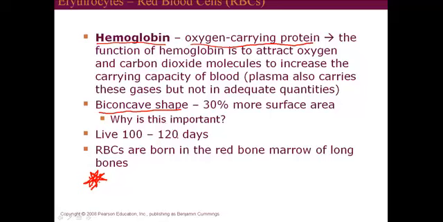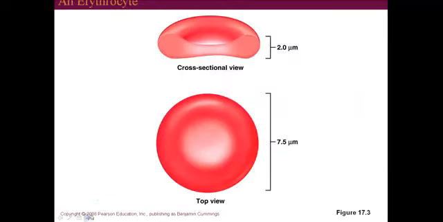They live about 120 days, and they are manufactured in the red bone marrow of long bones. This is what it looks like. As you can see, it's biconcave. That means one concave surface here, one concave surface here. And that increases the surface area significantly, and it can carry more oxygen that way.